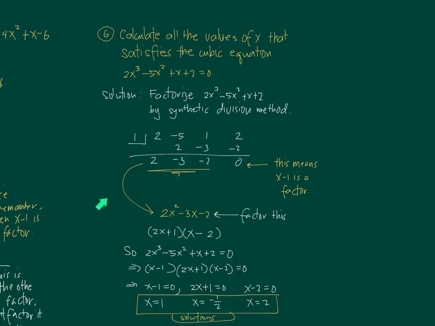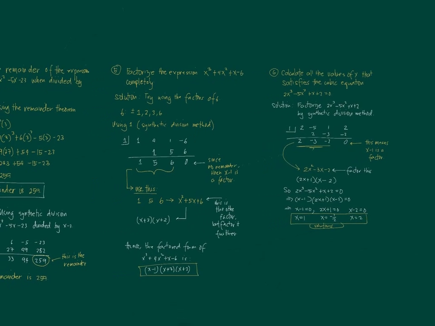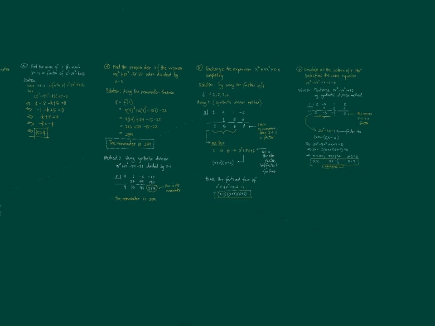That means the left side of the equation is the same as x minus 1, which is the factor we got from the synthetic division, and then 2x plus 1 and x minus 2 are just expressions here. Now if this times this times this is equal to 0, that means x minus 1 is 0, 2x plus 1 is equal to 0, and x minus 2 is equal to 0. Finally, these equations will give us the solutions, which are x equals 1, x equals negative 1 over 2, and x equals 2.